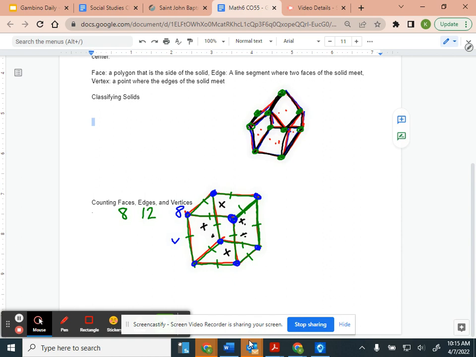I love this. So our assignment for today is your workbook page 157 and 158. So make sure that you are slowly counting correctly.